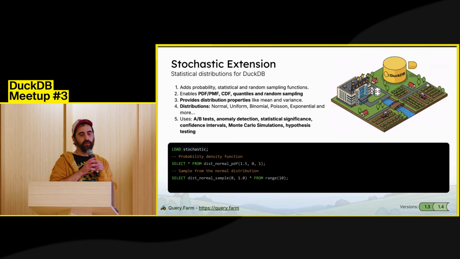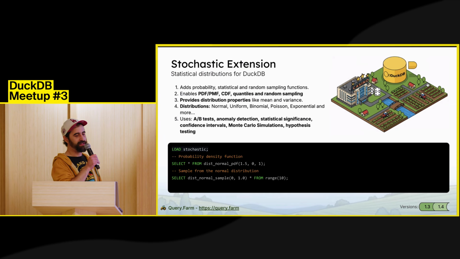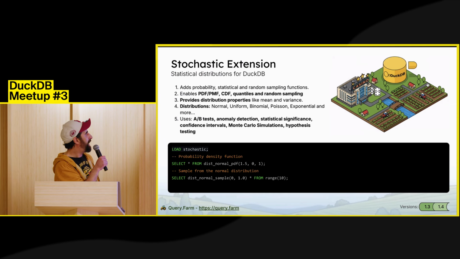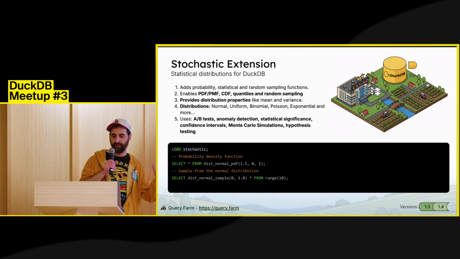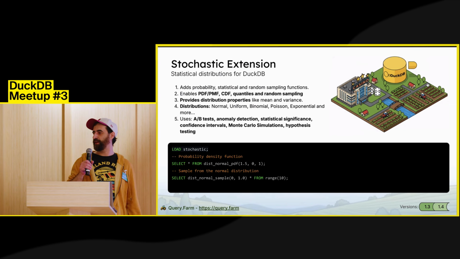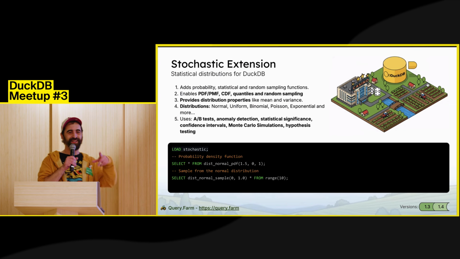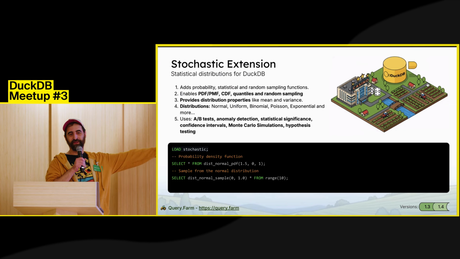We keep going. Oh, this is one that I know nothing about. So I'm just going to be reading the screen with you. Stochastic extension basically adds statistical functions and a bunch of other things that allow you to use DuckDB to do A/B testing, anomaly detection, confidence interval, Monte Carlo simulations, whatever that is. I have no idea. Does anybody know what a Monte Carlo simulation is in here? Awesome. Well, at least that's for you, right?